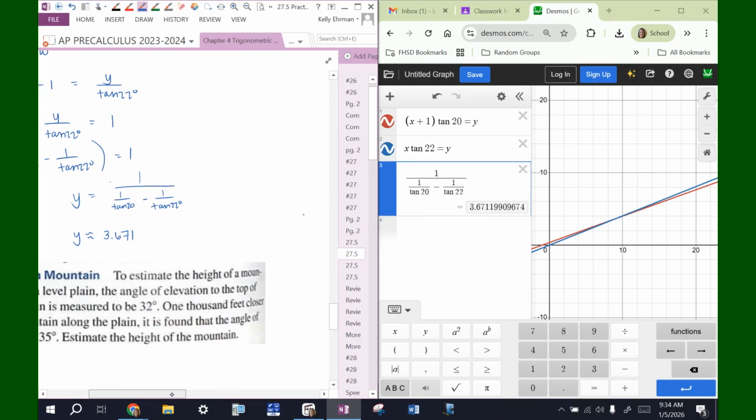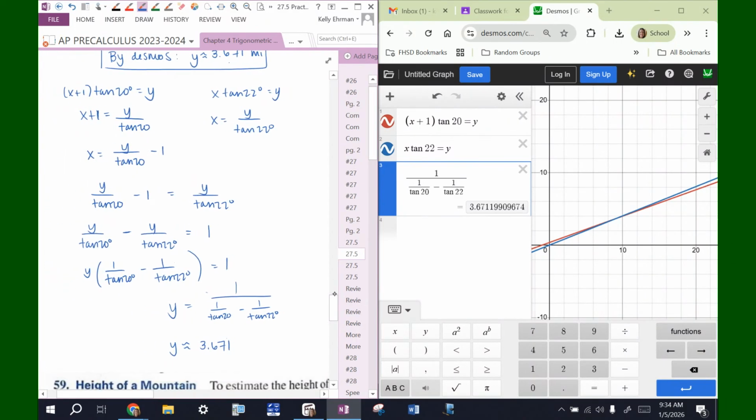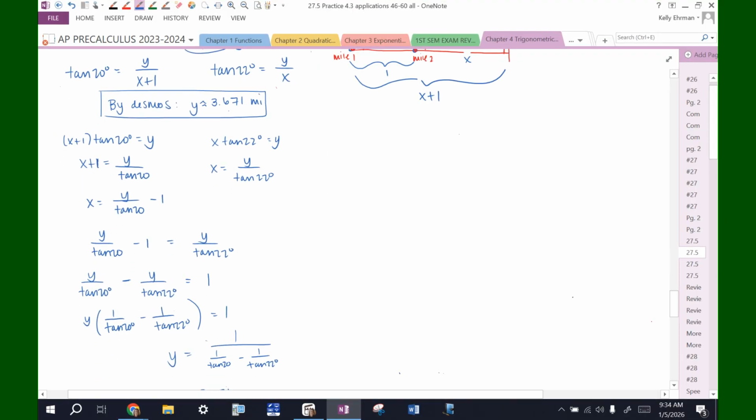I'm going to show you one more. I know this is obnoxious, but I'm going to show you one more. What if back here you went this route? X times tangent of 20 plus tangent of 20. So I distributed the tangent through, and then equals x times tangent of 22. And then I say, okay, same idea. Get your x's together. X times tangent of 20 minus x times tangent of 22 equals, subtract that one over, negative tangent of 20. Factor an x out. Divide by the parentheses.